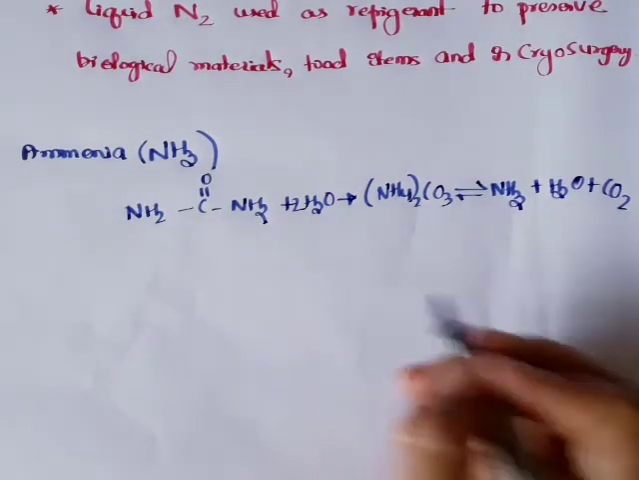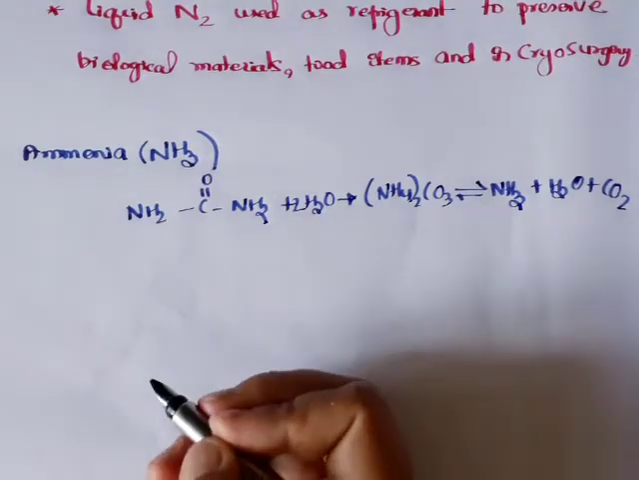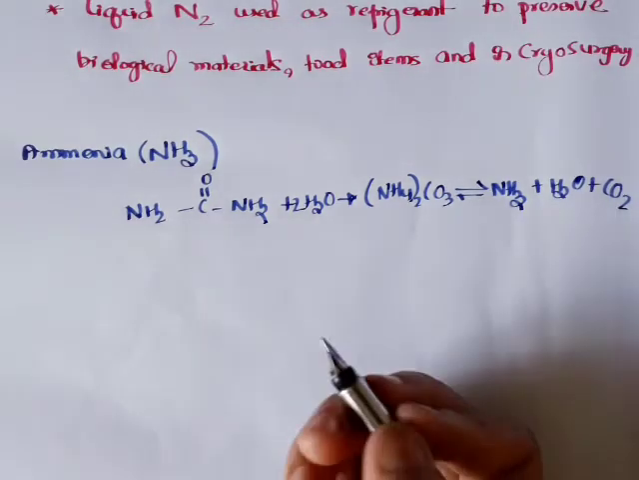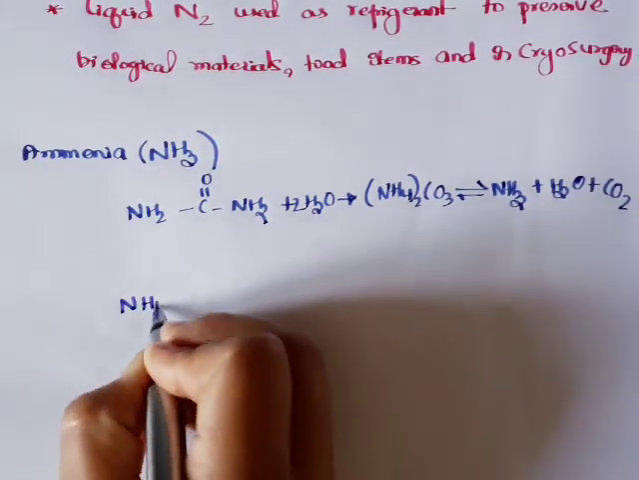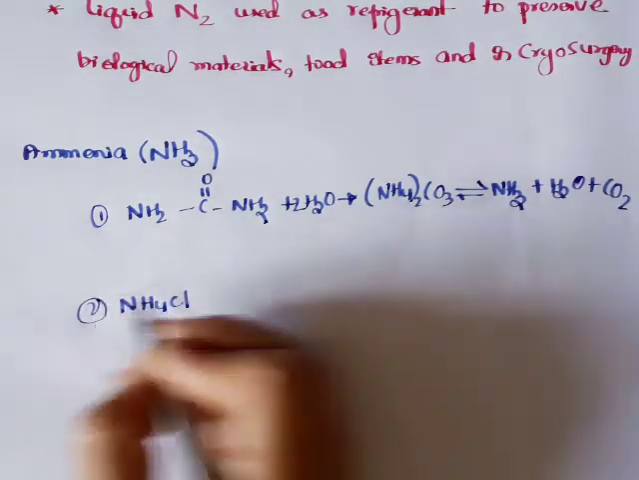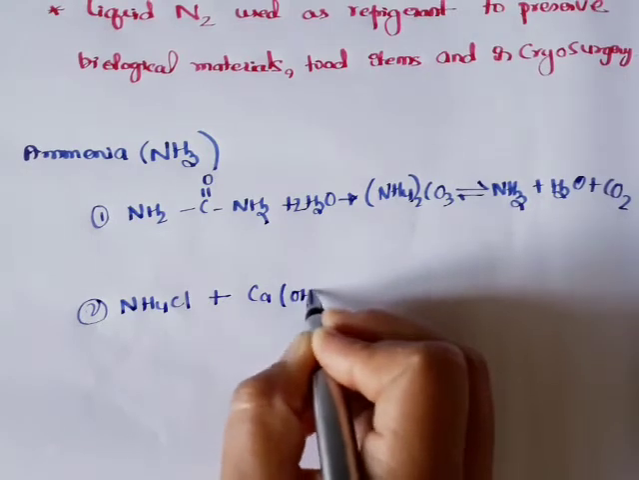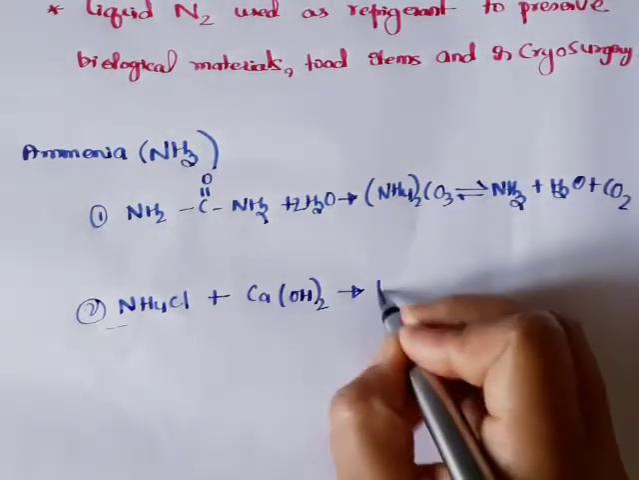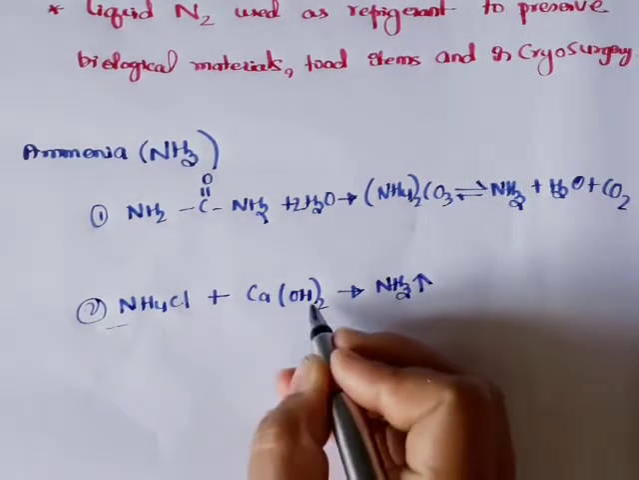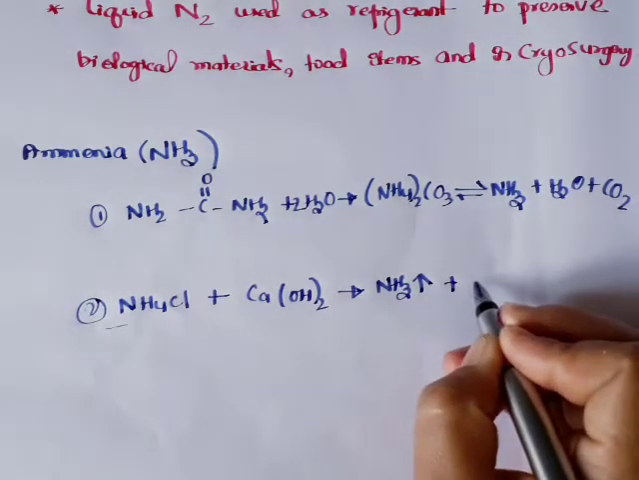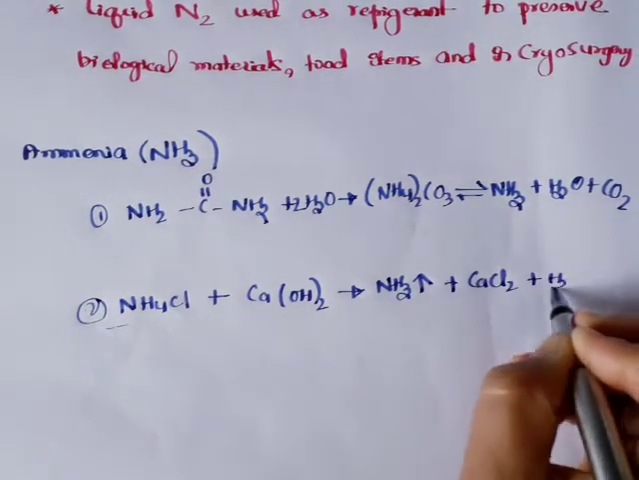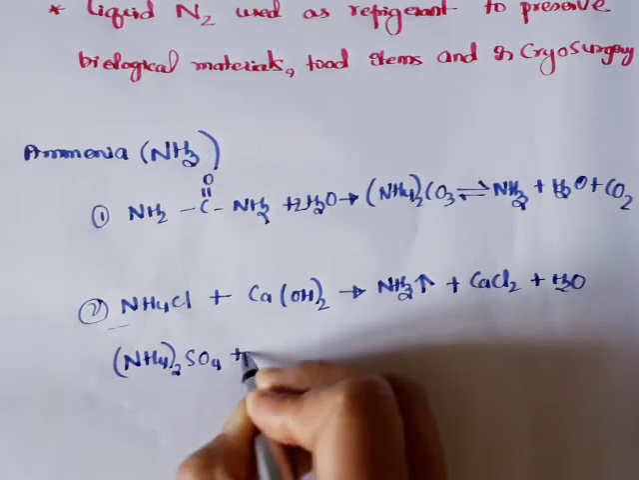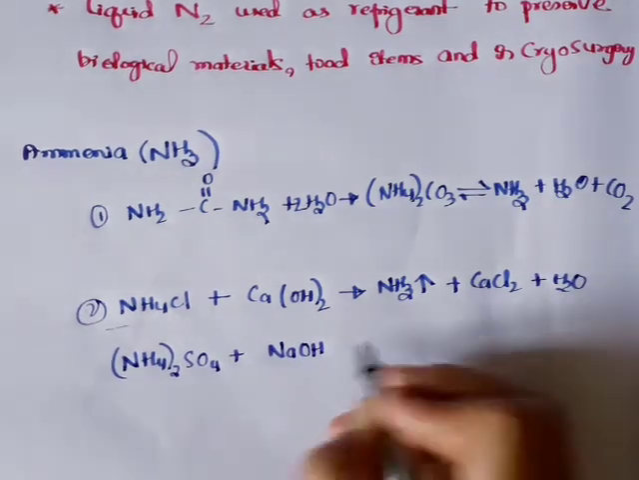The next is, on a small scale or in the laboratory, we can prepare ammonia by treating an ammonium salt with a base. Like if you treat ammonium chloride with a base like calcium hydroxide, the ammonium ion will give you ammonia, and then calcium and chloride will form calcium chloride and water. Again, an ammonium salt like ammonium sulfate will react with a base like sodium hydroxide, then what will it give?